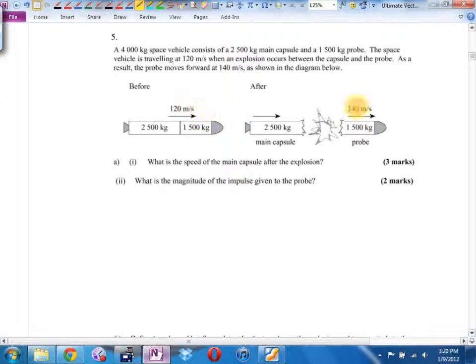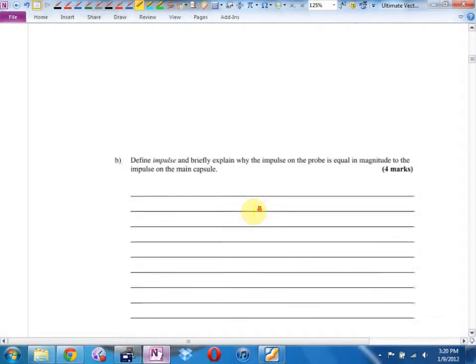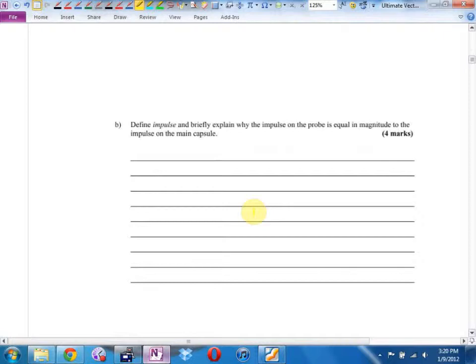Since they specifically said the probe, I couldn't look at the whole spacecraft. I'd have to look at the individual masses. Define impulse, change in momentum. Explain why the impulse on the probe is equal in magnitude to the impulse on the capsule. Whatever momentum that the probe gained or lost, it's the same amount that the capsule lost or gained, because momentum is conserved.